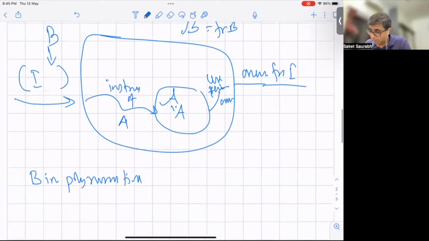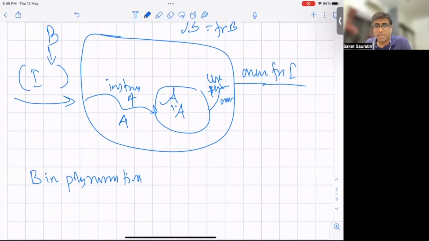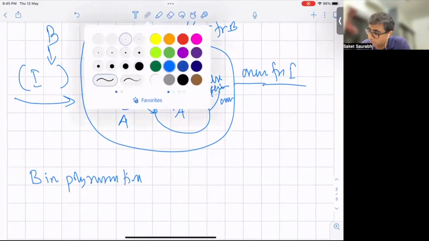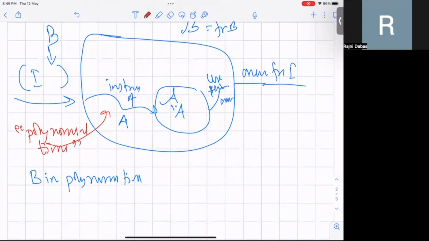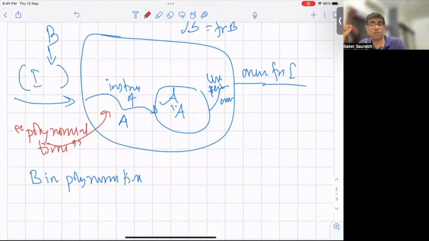So, given an instance of B, I have to convert it into an instance of A. How much time should it take? Polynomial time. It should take polynomial time. Otherwise, why should it take polynomial time? If it takes something else, what's wrong with it?